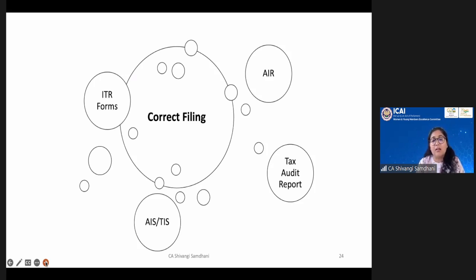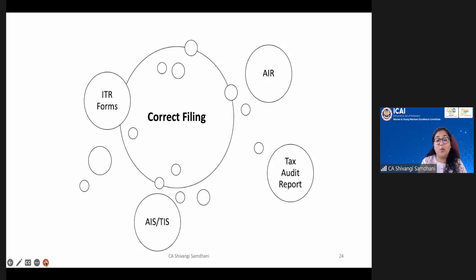So there are various specified persons who are required to do a specified reporting. With the help of their reporting, the Income Tax Department catches those persons who have made investment, who have deposited tax, who have paid cash, etc., etc. So that forms part of AIR information.